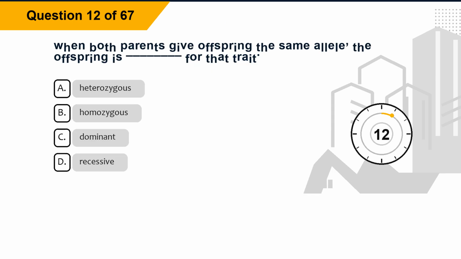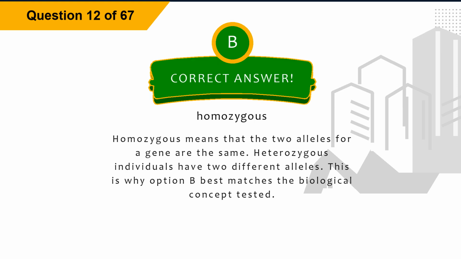Question 12. When both parents give offspring the same allele, the offspring is blank for that trait. Option A, heterozygous. Option B, homozygous. Option C, dominant. Option D, recessive. The correct answer is option B, homozygous. Explanation: homozygous means that the two alleles for a gene are the same. Heterozygous individuals have two different alleles. This is why option B best matches the biological concept tested.